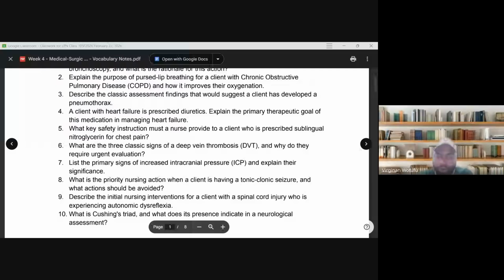Good. So these are all important. You maintain a patent airway to prevent aspiration. You prevent falls, like you said, patient safety. And what actions should be avoided? Like you mentioned, you don't introduce anything into the patient's mouth and you don't restrain the patient. Okay.